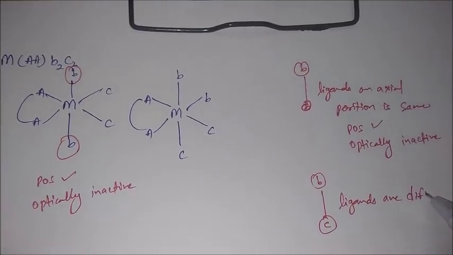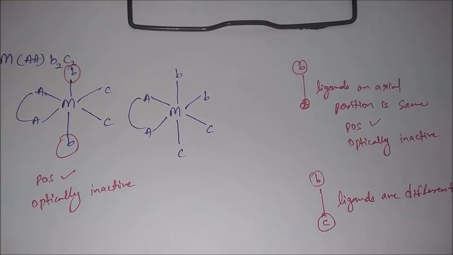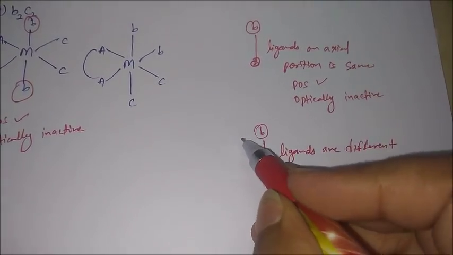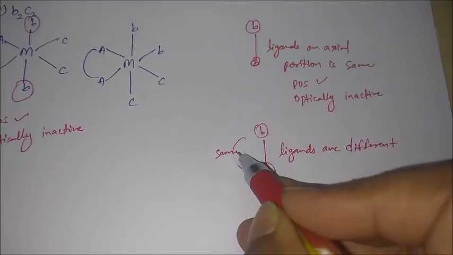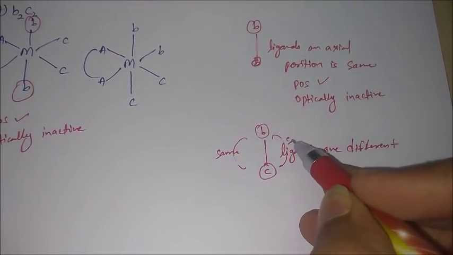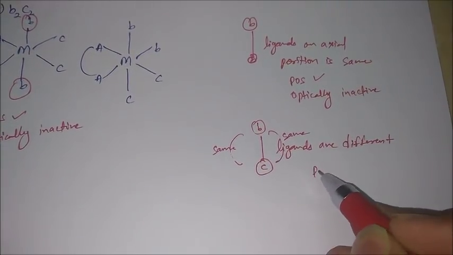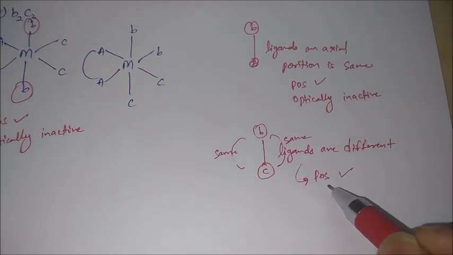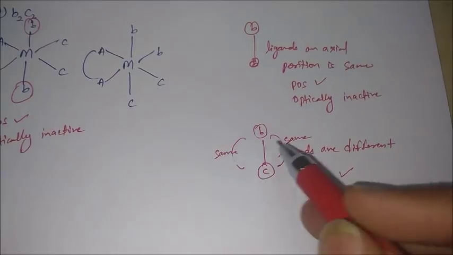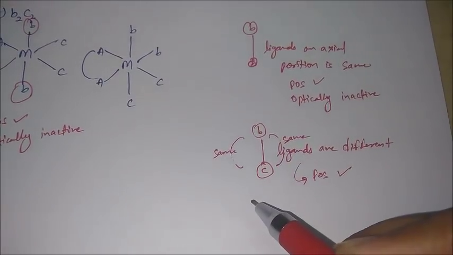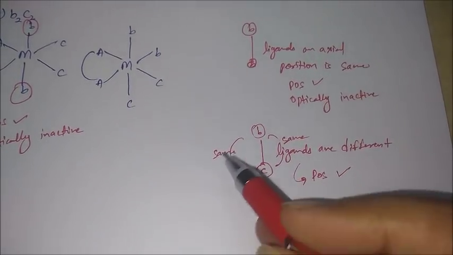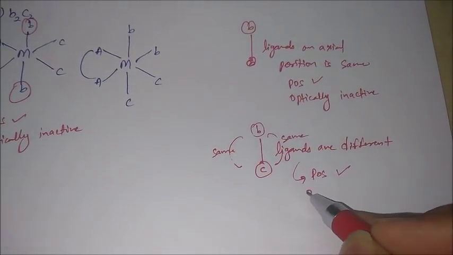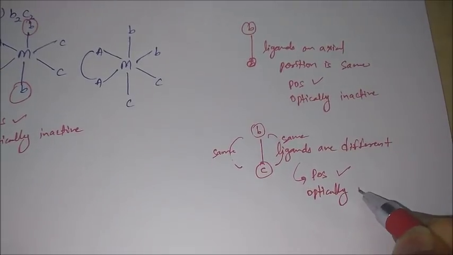then you have to check the second thing: if the ligands are different, then check on both the sides. If on both the sides you have the same thing, like here also same and here also same, then the plane of symmetry will be there. So if ligands are different, then check whether on both the sides you have the same thing or not. If you have the same thing on both the sides, then it will have a plane of symmetry and it will be optically inactive.